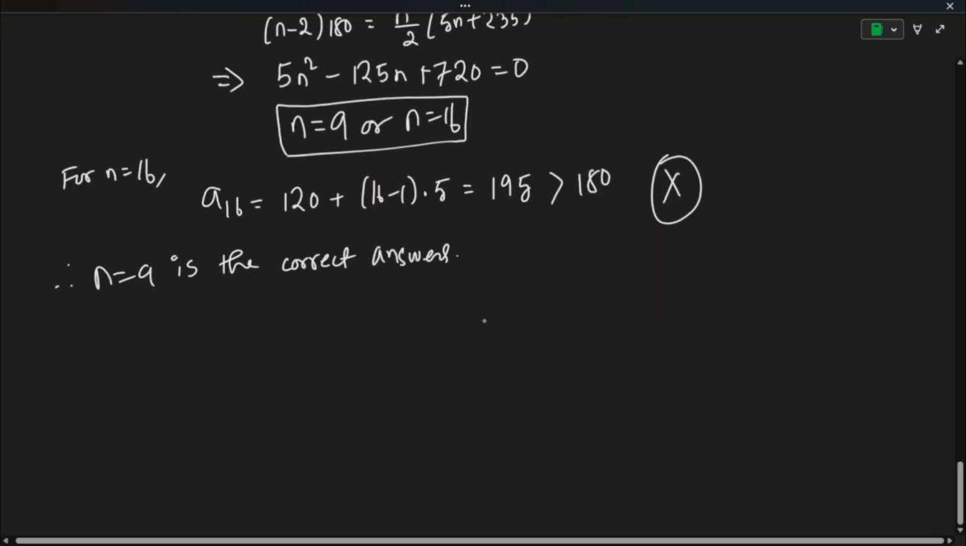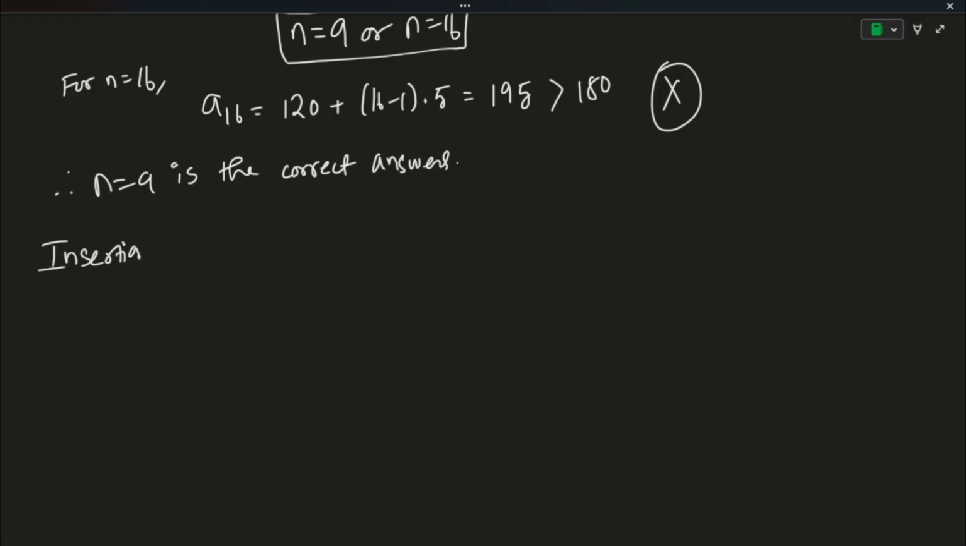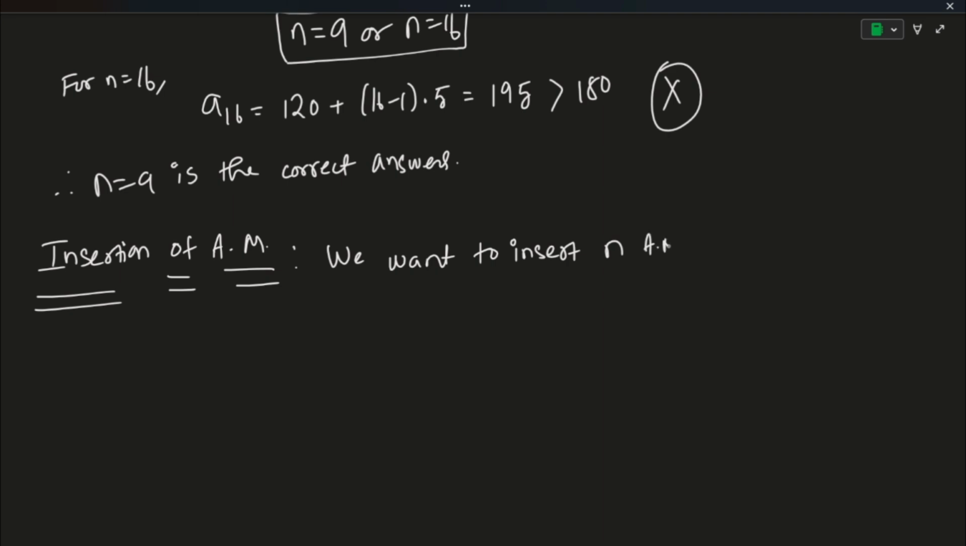Okay. So now let's talk about insertion of AMs. How can we insert arithmetic means between two numbers? So this topic means that we want to insert n arithmetic means between two numbers A and B. This is what it essentially means, okay?